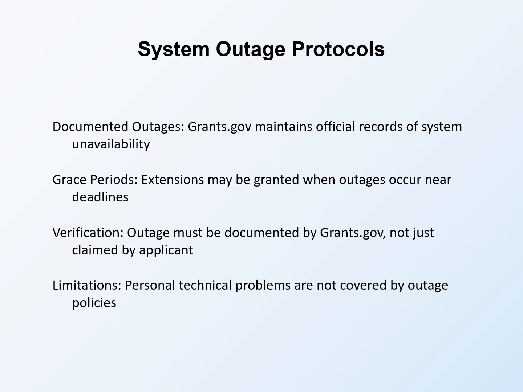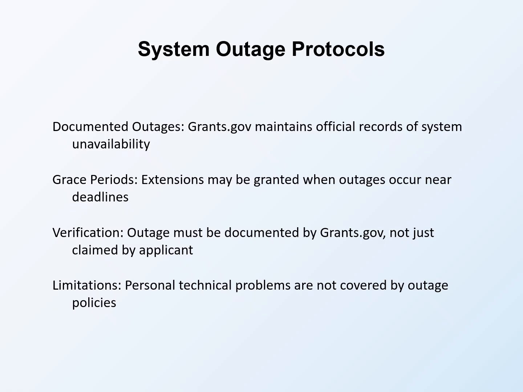Grace periods and deadline extensions may be granted when documented outages occur near application deadlines. If the system was unavailable during a window before the deadline and you were unable to submit, agencies may allow additional time. However, these extensions are handled case by case based on documented impact, not granted automatically.